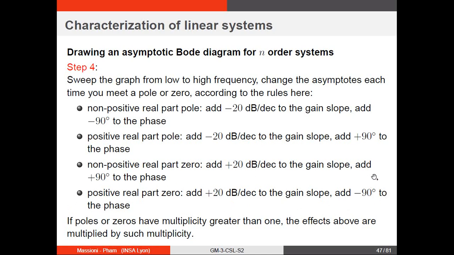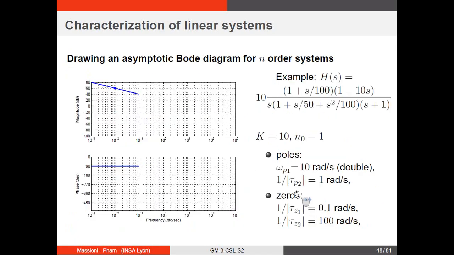The phase goes down minus 90 more, and the slope goes up. So wow, there you go. The slope goes up from minus 20 to plus 20, so it becomes flat, and the phase goes down by minus 90. Until when? Until the next one coming here. This one, a pole at 1 radian per second. This pole comes from here, so it is a negative real part pole.